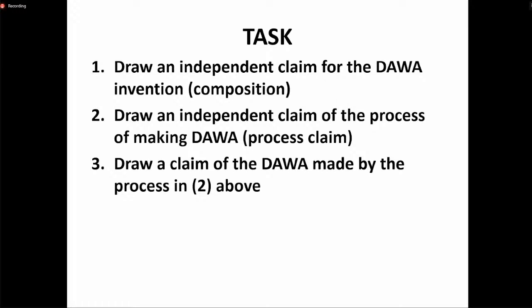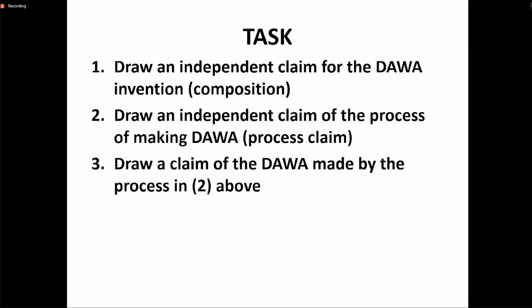Our second independent claim is about the process of making the dawa. And our third claim is the product-by-process claim: our dawa made by the process. So there is a product, process, and composition claim. All right? But all these are independent claims, so you'll prepare them as independent claims.